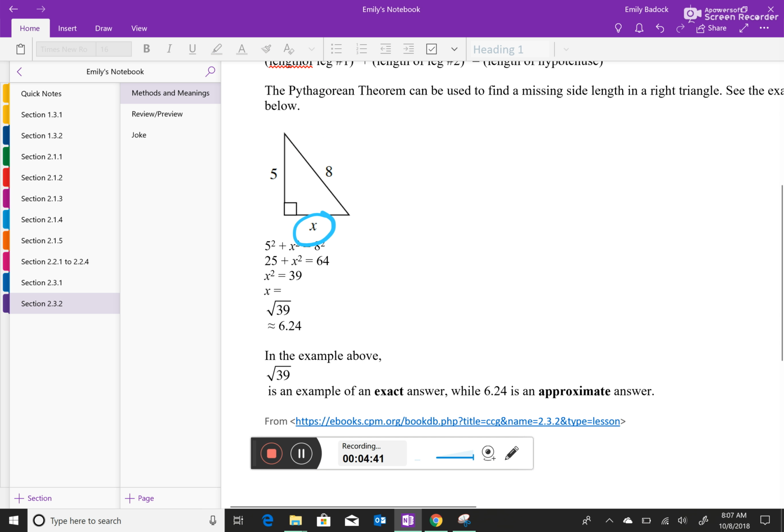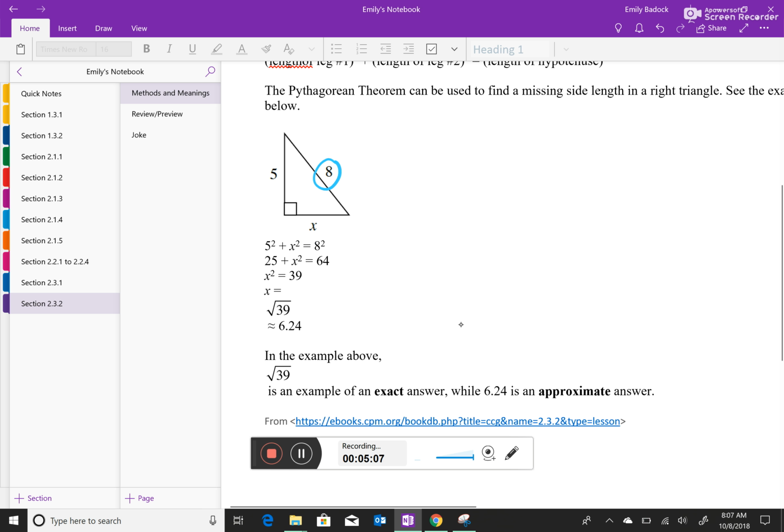So this one is finding x. We're given the hypotenuse, but we're not given the other leg length, so let's find that. It doesn't matter which one's a and b. If you think about it, 4 plus 3 is still 7, 3 plus 4 is still 7, so it doesn't matter which one's the leg length. What does matter, though, is the hypotenuse. Remember, that's always the one across from the 90. It's always the longest side length.